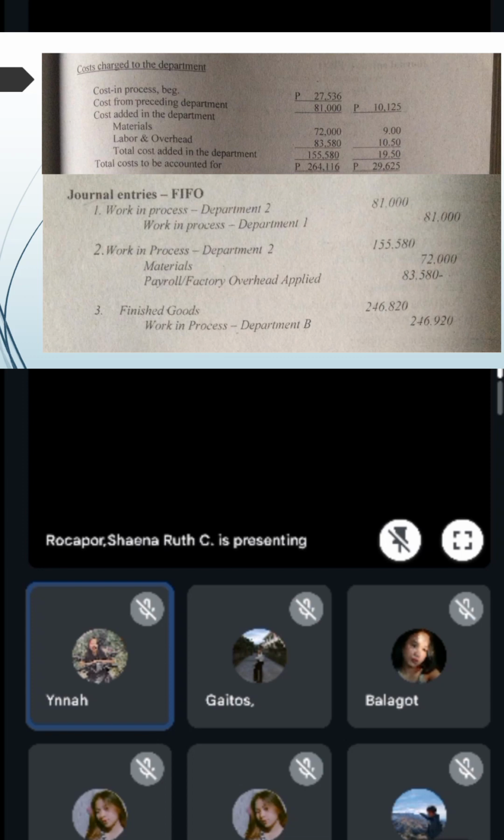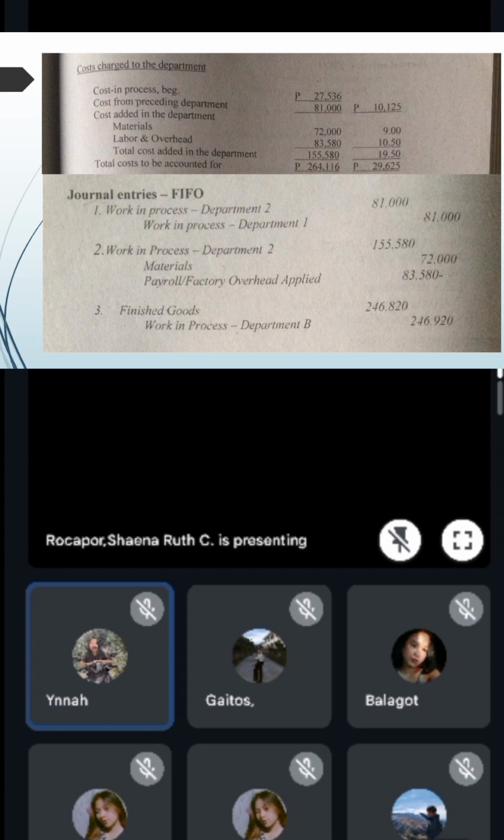Tapos pumunta naman tayo dito sa journal entries. So ang unang journal entry natin dito is work in process department 2 which is 81,000. Above pala ng one slide natin, which yung second journal entries FIFO method. Then credit natin sa work in process department 1 81,000 para maging balance.